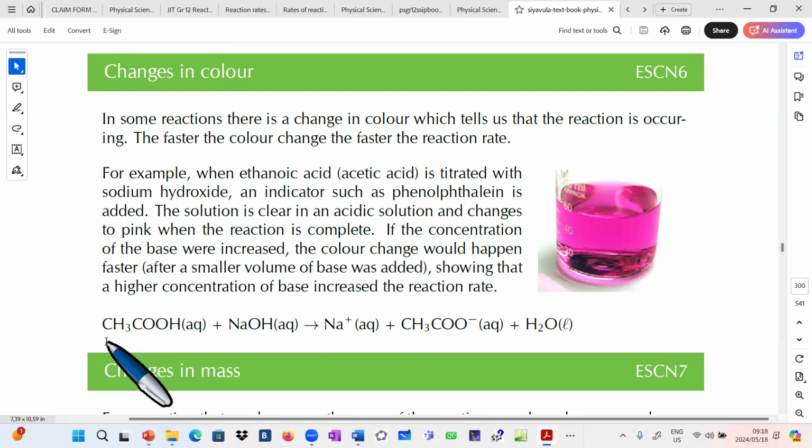So now, if you have the following, you have ethanoic acid, which is in an aqueous state.